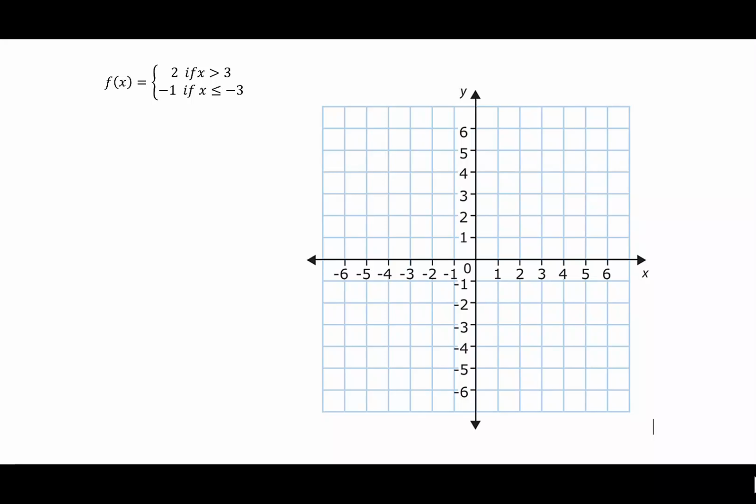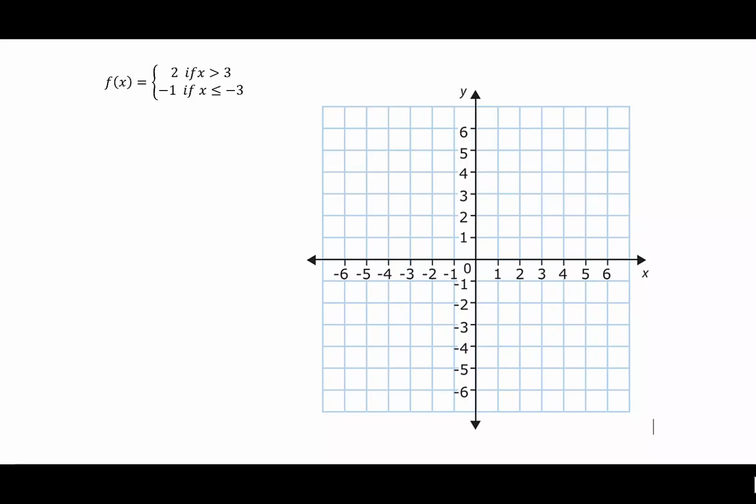We have the function f of x is equal to 2 when x is greater than 3, then f of x is negative 1 if x is less than or equal to negative 3. To start, I'm going to look at when x is greater than 3. Notice it's not greater than or equal to 3. The x value of 3 is not included. What I want to think about is my starting place. So anything bigger than 3 will be equal to 2.